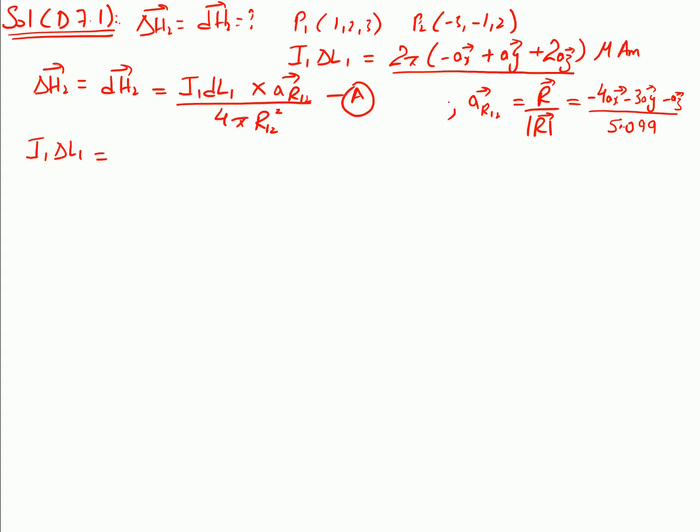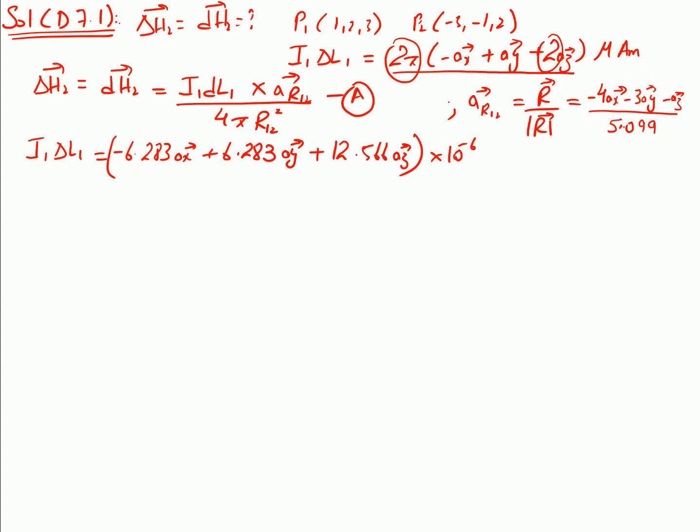Let us say 2 into 3.18 is 6.283 along a of x with a negative sign. Then you have plus 6.283 along a of y, and then you have plus, so you multiply 2 pi with 2, 6 into 2 is 12. This is 12.566 along a of z. So this is basically the simplified version of the current element, and don't forget the micro value minus 6 that is given to us.